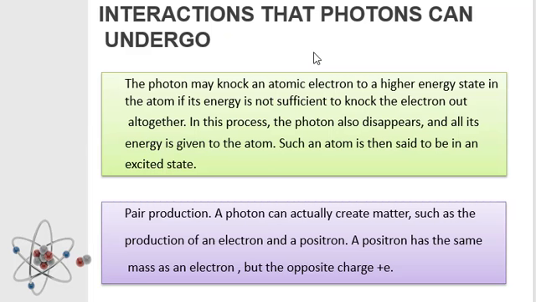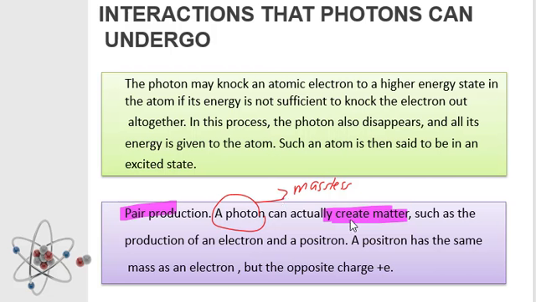Another thing that can happen is pair production. A photon can actually create matter. Take note, a photon has no mass. A photon is a massless particle, but it can create matter and antimatter because of the energy that it has. So that is another interaction that a photon can have when meeting an electron.